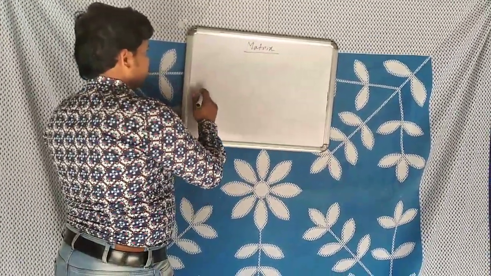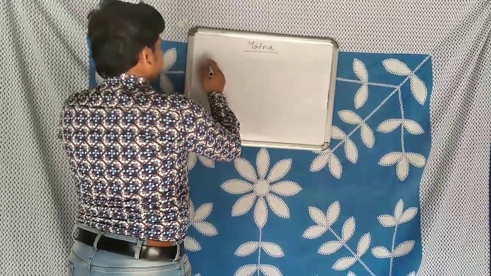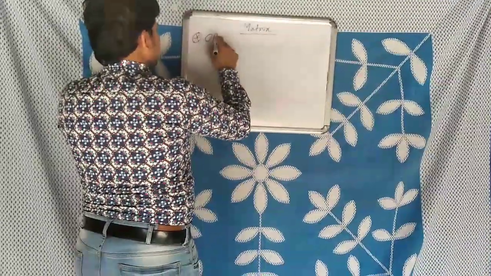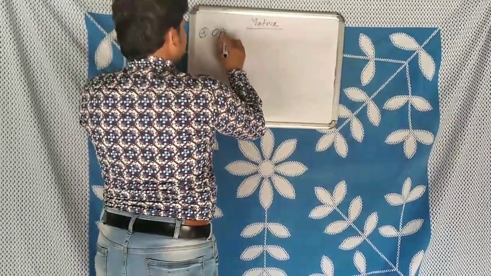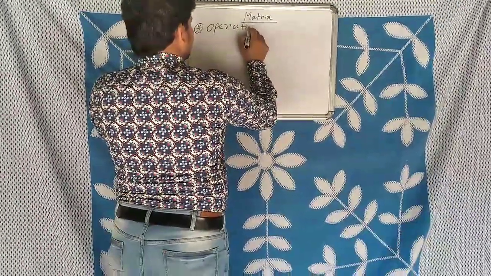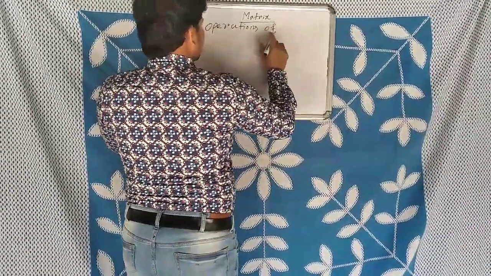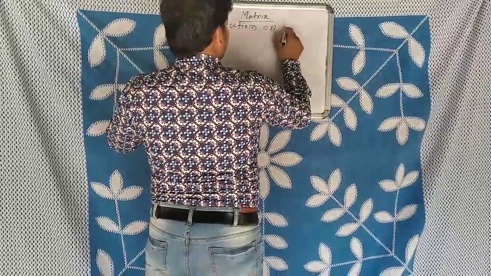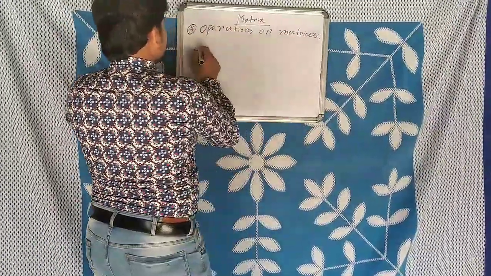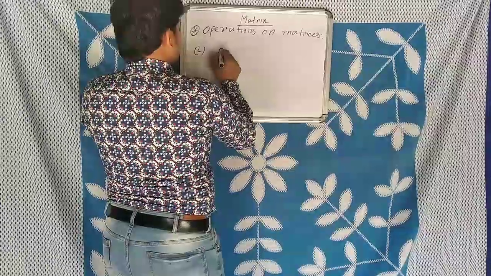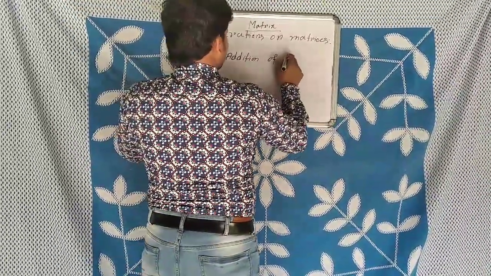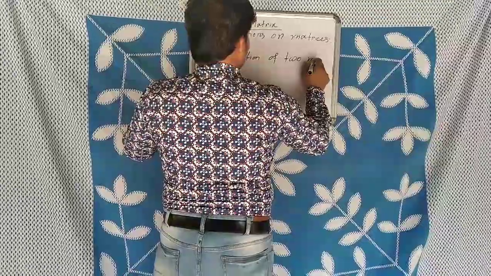Next, operations on matrices. Our next topic is operations on matrices. The first operation is addition of two matrices.